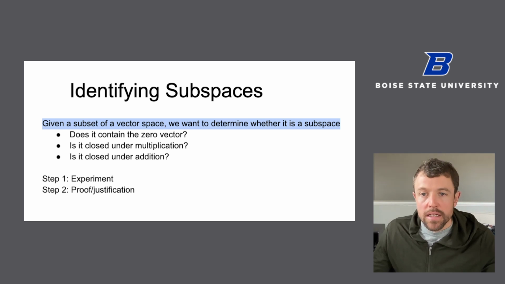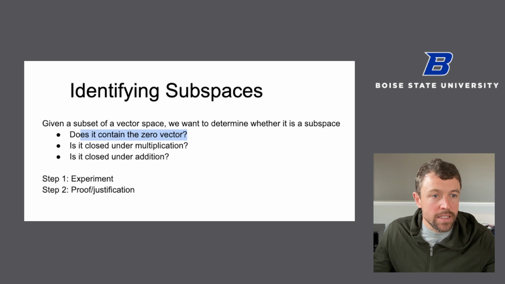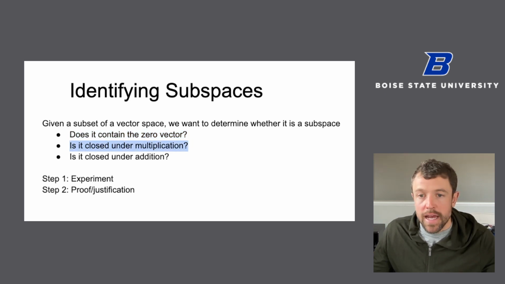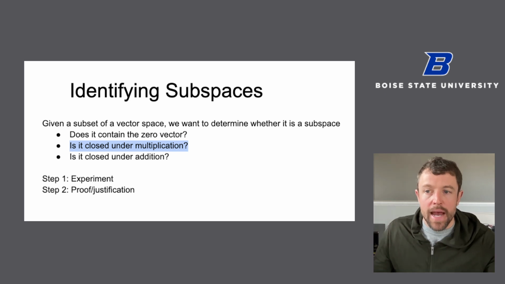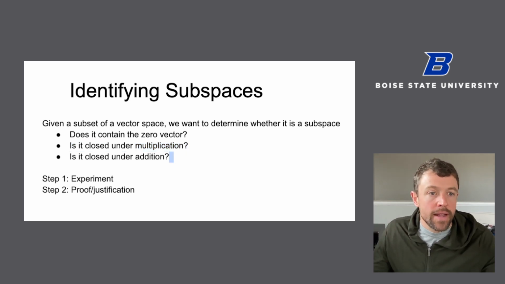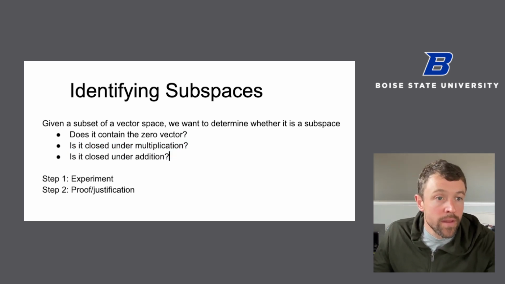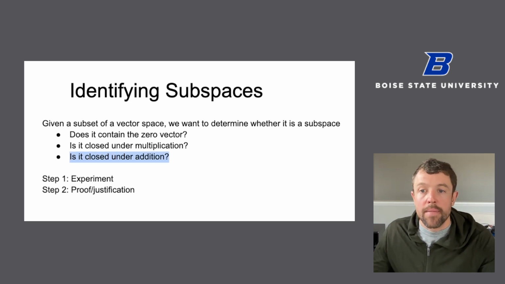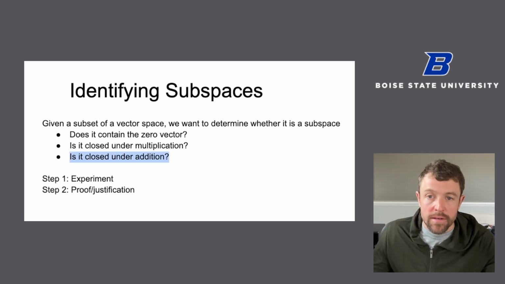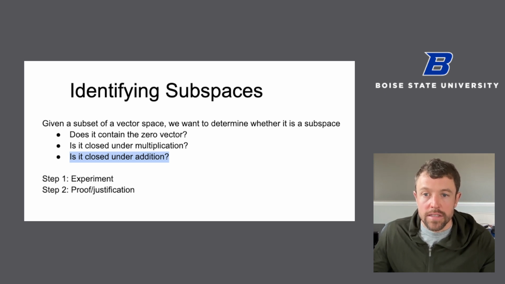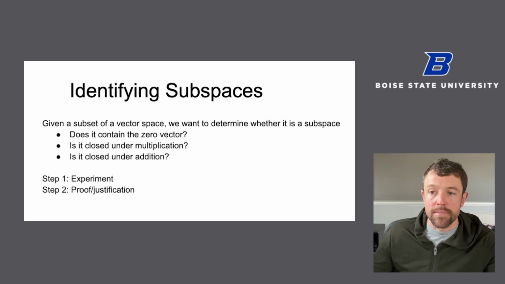All we need to check is that our subset contains the zero vector, is closed under multiplication, that is to say, when I multiply any vector in the subset by a scalar, I land back in the subset, and that is closed under addition. In other words, that if I add two vectors in the subset, I'll get a third vector that's in the subset. There are two steps to this process because I don't know what the answer is supposed to be.